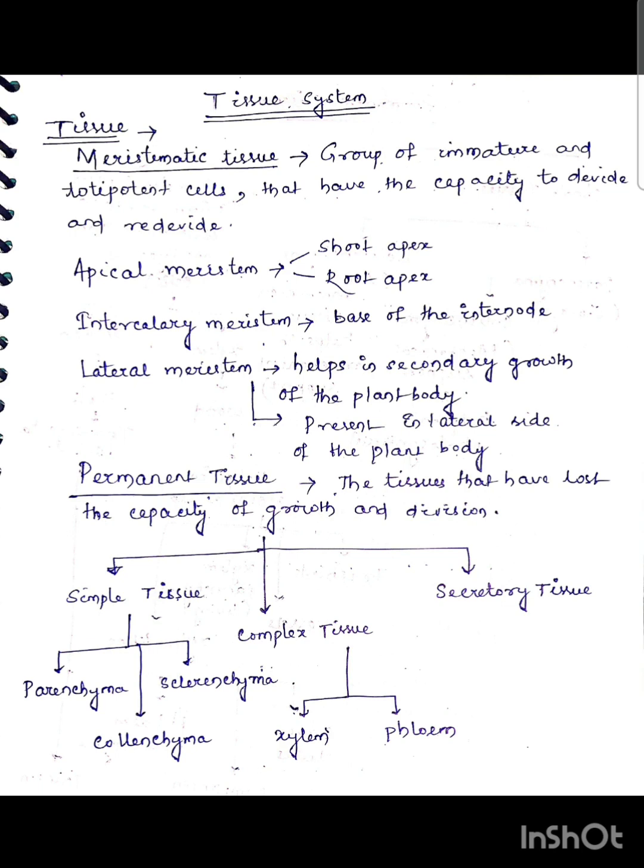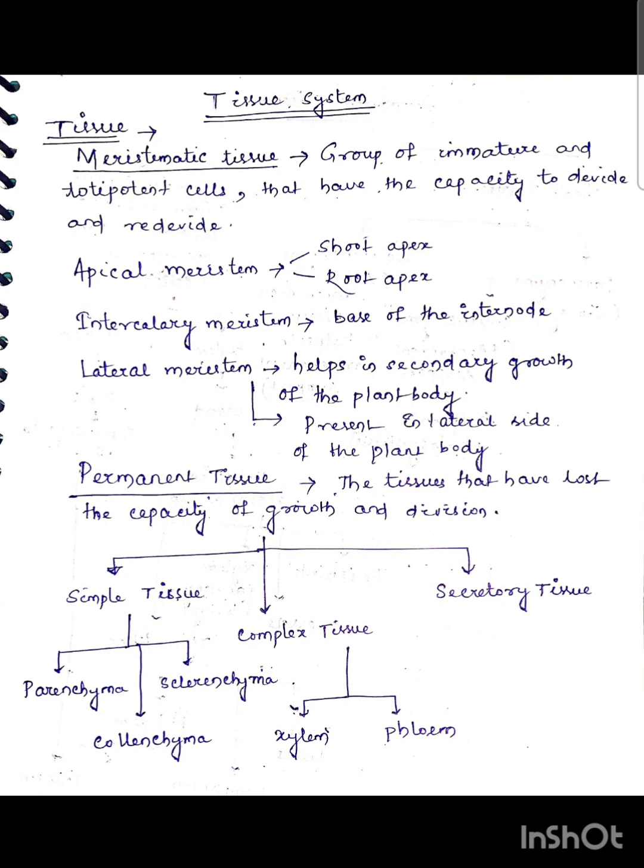These are a group of immature and totipotent cells that have the capacity to divide and redivide. Meristematic tissues are present in your apical meristem, in root apex and shoot apex. In intercalary meristem, so in the stem we have nodes and internodes. At the base of the internodes, intercalary meristems are present and it helps in the elongation of the stem.